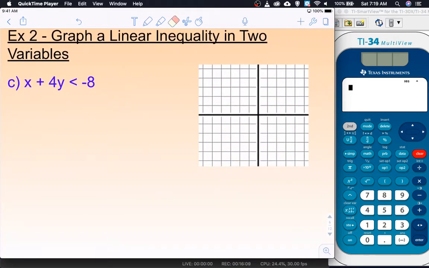Okay, graph of linear inequality in two variables. So I did 2, you do 1. Go ahead and pause the video, try this right now. When you're ready to continue, hit play, and we will go through it together.